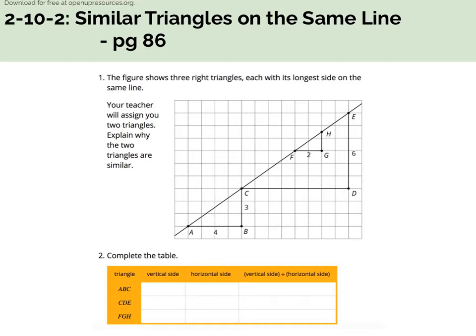So let's turn our workbook to page 86. And on here, we're dealing with similar triangles on the same line. So as you can see, the blue and the green triangles, they are similar triangles. They're on the same line, and we are going to be working with different things. And so we are going to be filling in this whole table that's down on the bottom. Normally, if we were in class, I would give you different sections, but unfortunately, you have to do it all together right now. And so what we're going to do is we have triangle ABC. We have the vertical side. So remember that vertical is up and down.